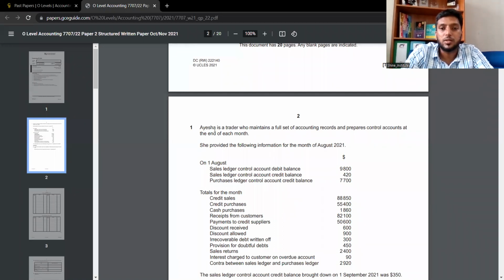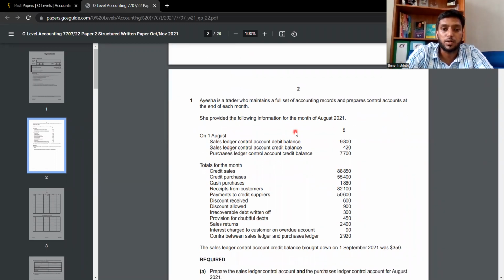Aisha is a trader who maintains a full set of accounting records and prepares control accounts at the end of each month. She provides the following information for the month of August 2021. On 1st August 2021, the sales ledger control account debit balance was 9,800, the sales ledger control account credit balance was 420, and the purchase ledger control account credit balance was 7,700. And then they have given the totals of the month.